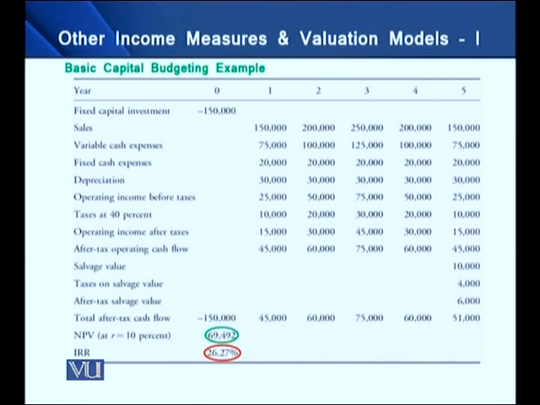Dear students, on the screen, you can see the outlay of future cash flows from time 0 to time 5. When we discount these cash flows at the cost of capital or the required rate of return, which is 10%, we get the net present value of 69,492, which you can see encircled in green color. And the IRR on this project is 26.27%, which is encircled in red color.